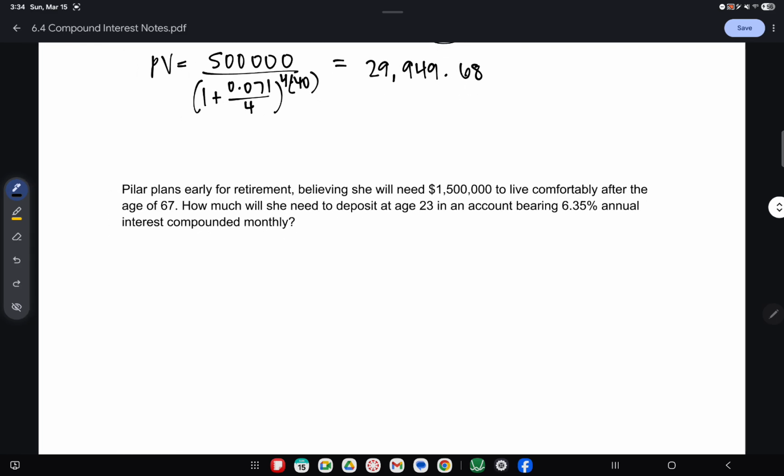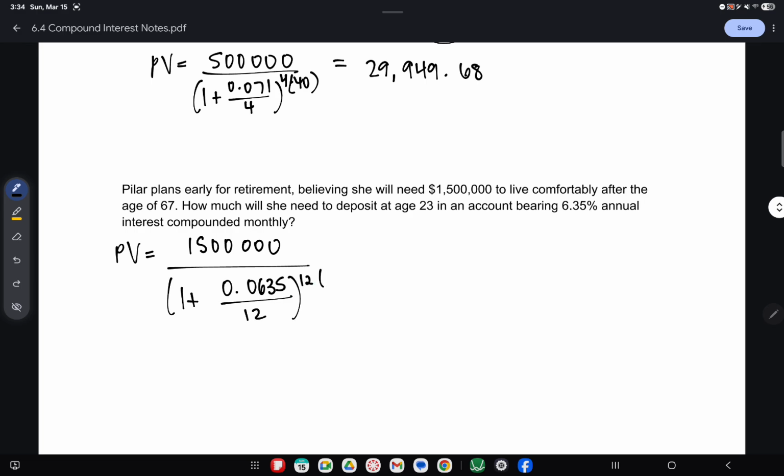And the last one here. So Pilar plans early for retirement, believing she's going to need $1.5 million to live comfortably after the age of 67. How much will she need to deposit at the age of 23 in an account bearing 6.35% annual interest compounded monthly? Well, let's see. We want to know how much we want to put down. We want 1.5 million. We know the percent, 0.0635 for compounded monthly.